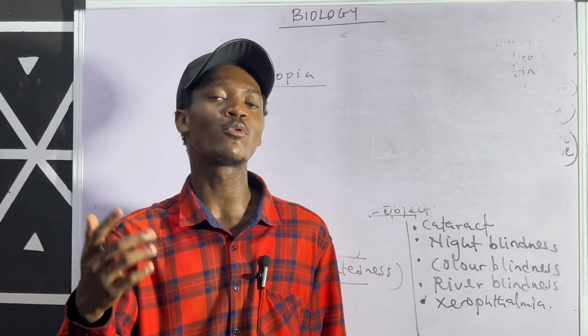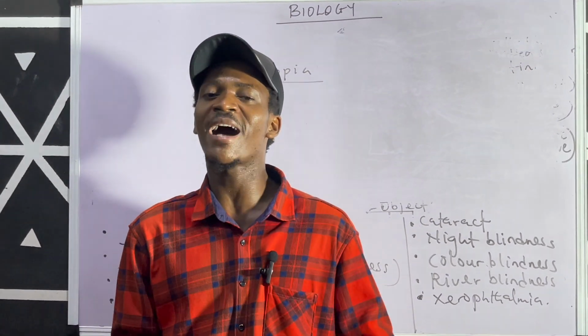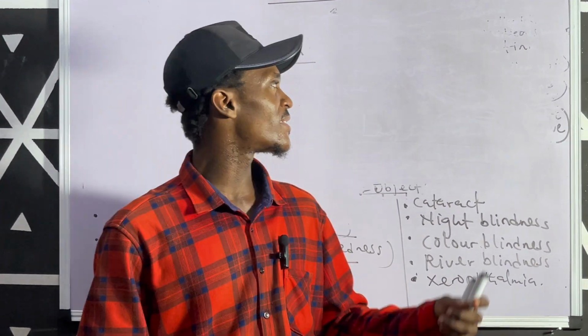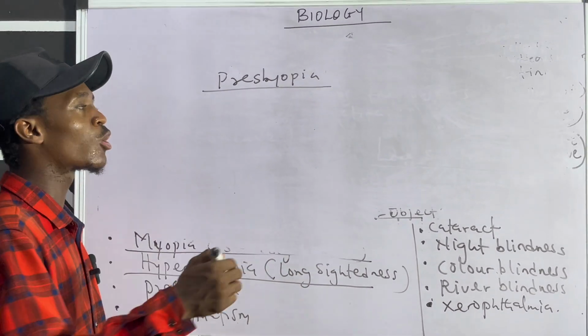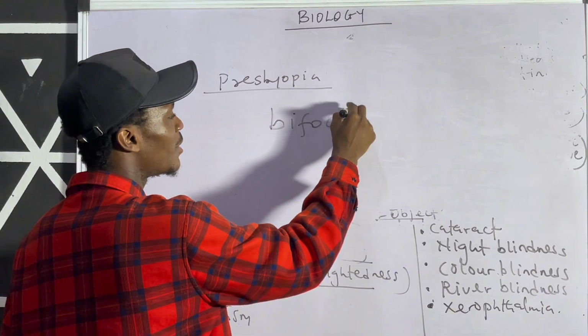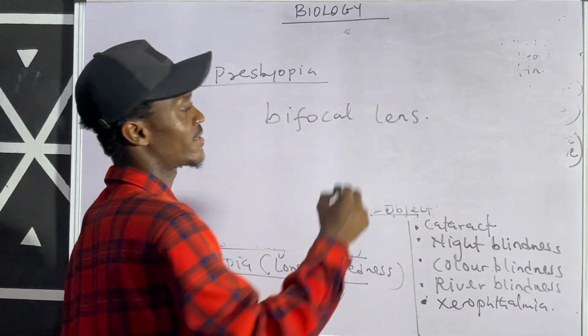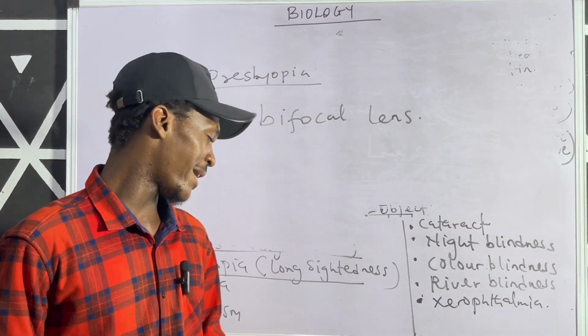That's when somebody approaches old age. So if you are asked what eye defect is commonly associated with old age, it is actually what? Presbyopia. And what can be used to correct this is the use of bifocal lens. So bifocal lens can be used to correct presbyopia.